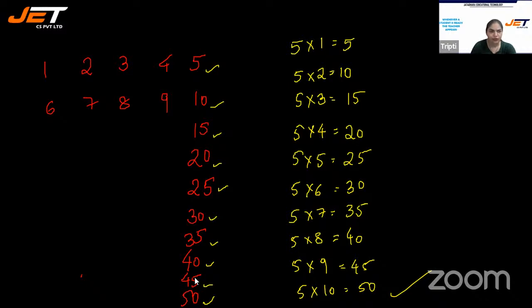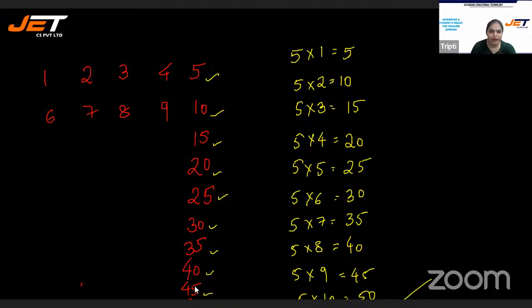So basically, you are either skipping by 5 or you are just adding 5 in every next step. Yesterday we did the tables of 3, 4, and 7. Today we will do the tables of 5 and 6. If you talk about the table of 2, the even numbers are there. You have to skip by 2 and all even numbers will come.